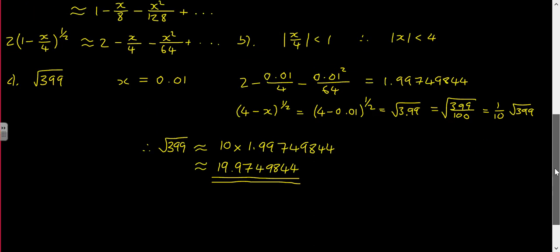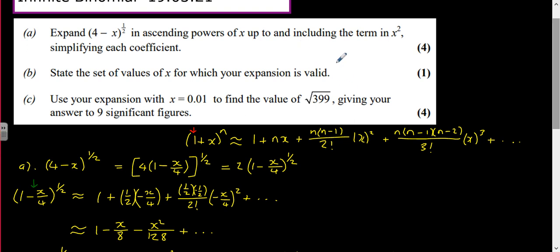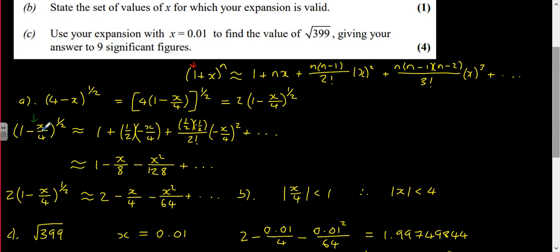So the first two parts of this, A and B here, are very procedural. There's a formula, use the formula, be careful with all your calculations, but then write down your expansion. State the set of values of x for which your expansion is valid. You always go to the thing that you expanded, you take this term in the B position, and you just put it in a modulus and make it less than 1. And then you simplify it, you rearrange it. Okay, so we got that as mod x is less than 4.